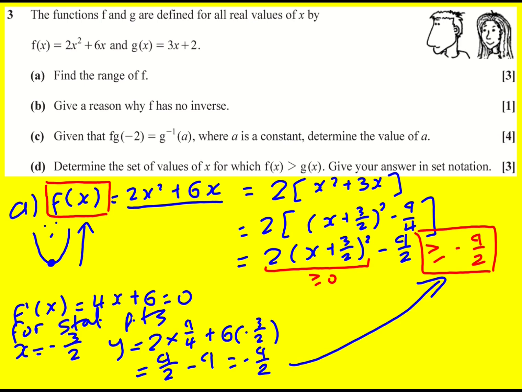Do you have a reason why f has no inverse? So for a function to have an inverse, it has to be one-to-one, basically. A value of x has to map onto a single value of y. So that is immediately not true here because it's a quadratic. For example, if we draw a line across here, there are 2 values of x that are going to go to this value of y. So we just need to say it is not one-to-one.